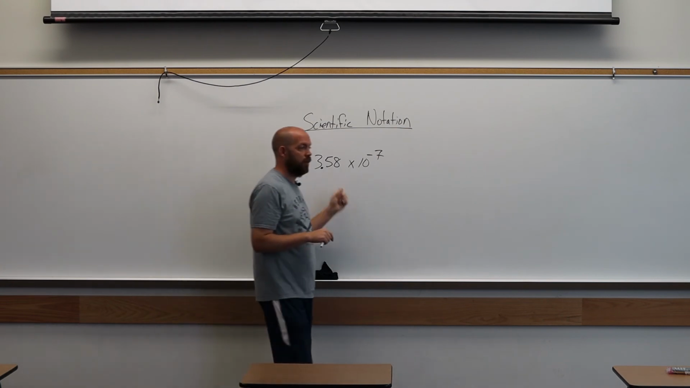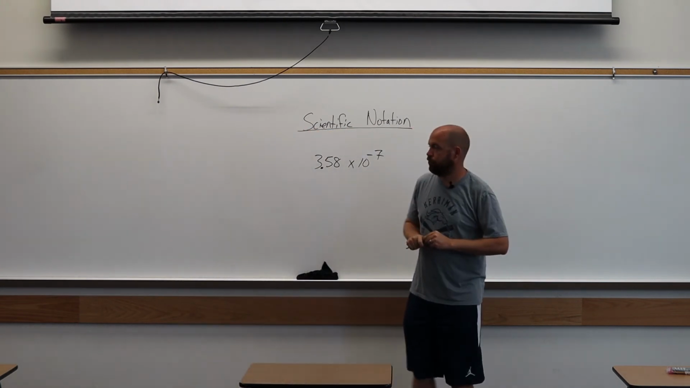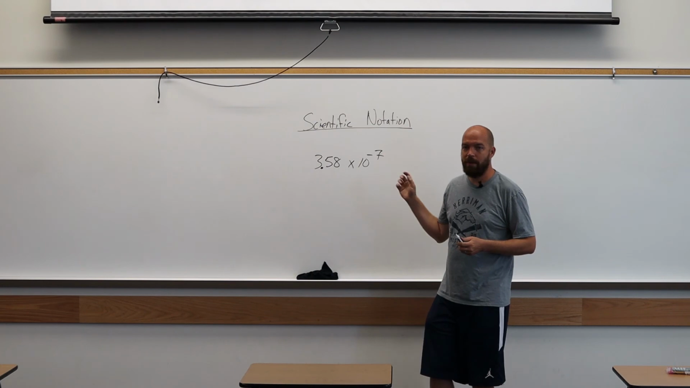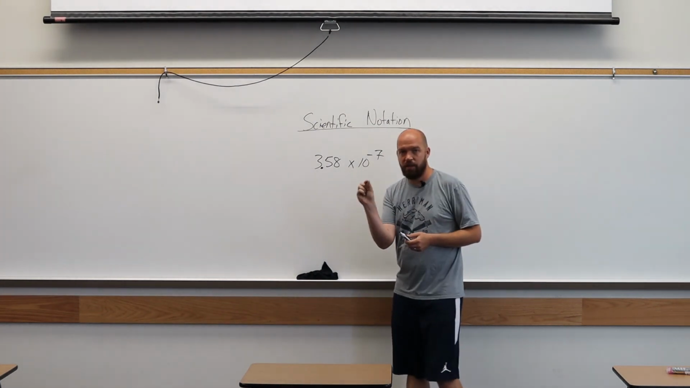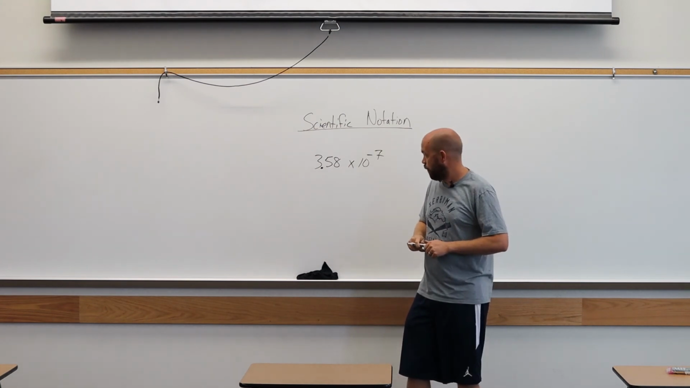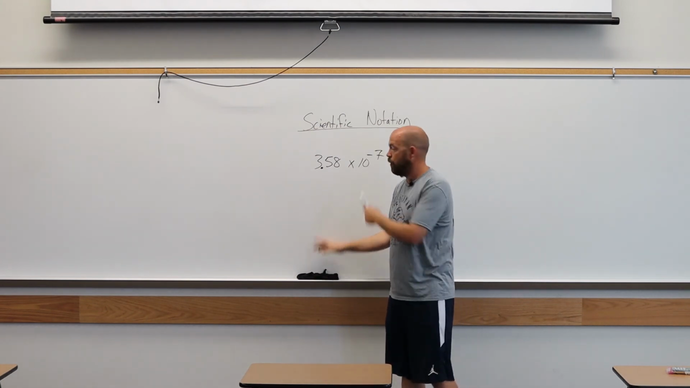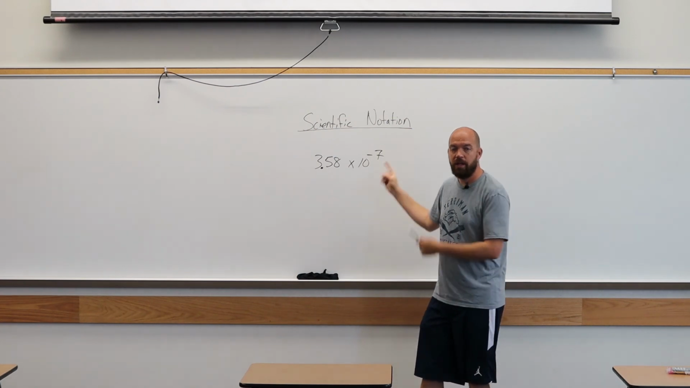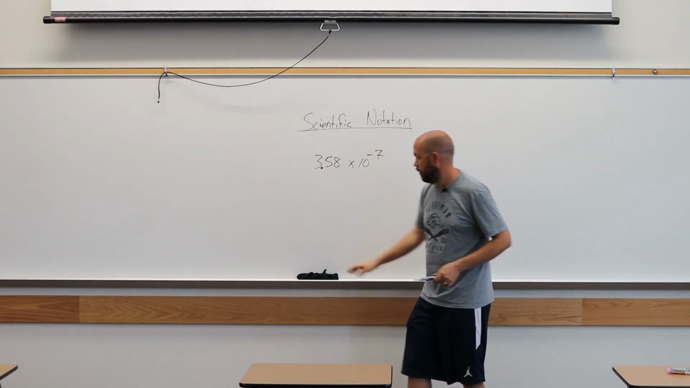Maybe this is the size of some bacteria. It's so tiny we can't even see it. Well, that's why it has a negative exponent. Okay, so positive exponent would make it a ginormous number. Negative exponent makes it a tiny, tiny number.